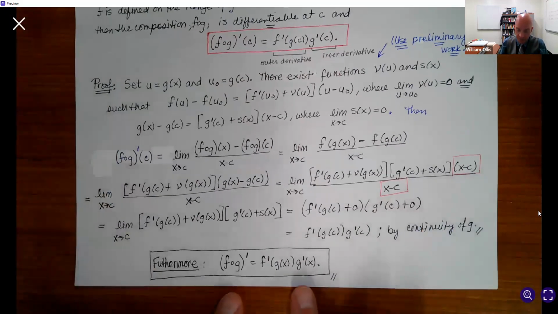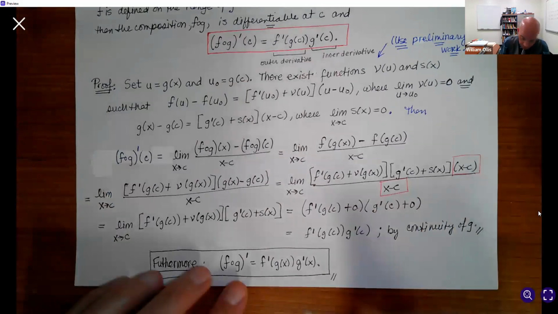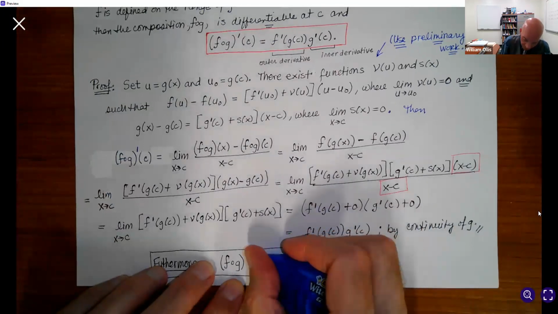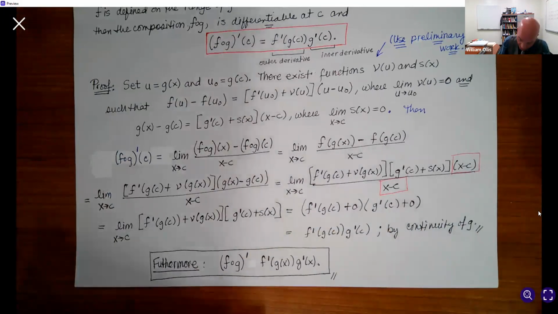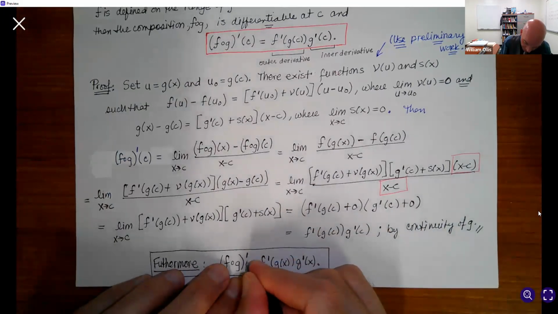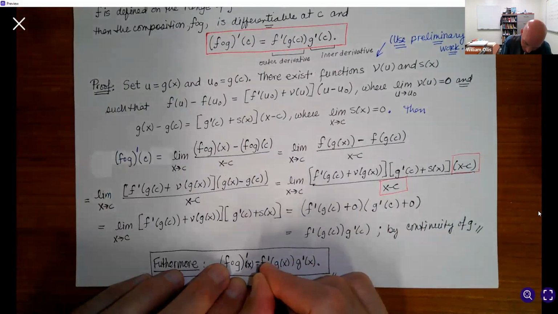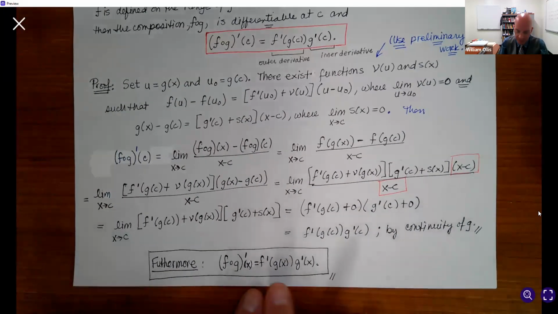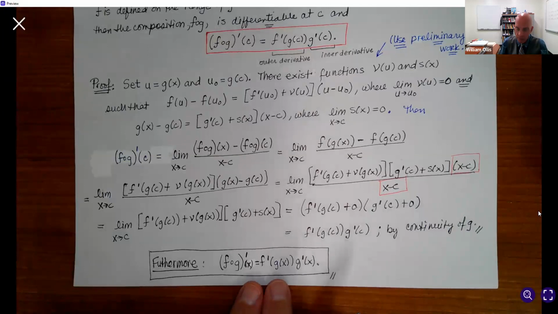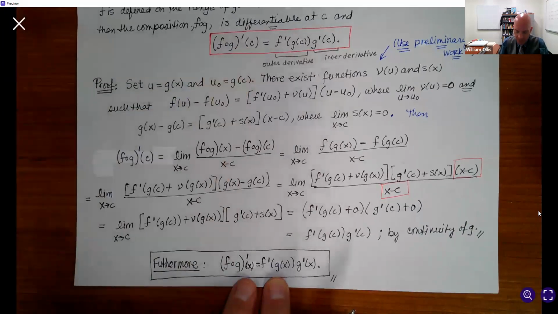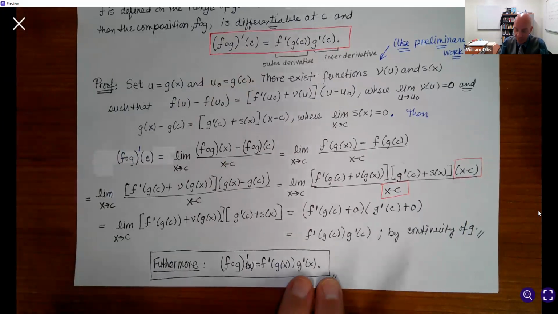So again, if you want to think of this as a formula, let me just squeeze in the of x here. I left that out, but I think it's clear that it should be there. So if you want to think of this as just a formula, replace the c's with x's. So we'll just say the derivative of f composed with g evaluated at x is just the outer derivative at g of x, times the inner derivative at x.